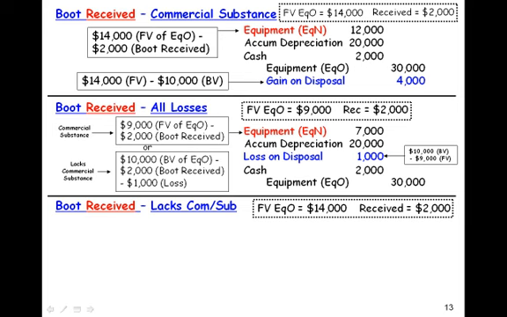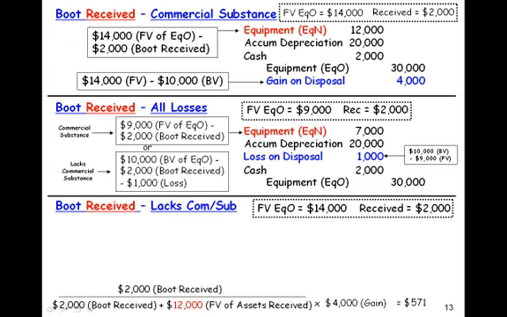The next exchange lacks commercial substance, and the fair value of the old equipment is $14,000. You'll recall that when boot is received and the exchange lacks commercial substance, all or part of the gain is recognized. It depends on the 25% test for boot received.